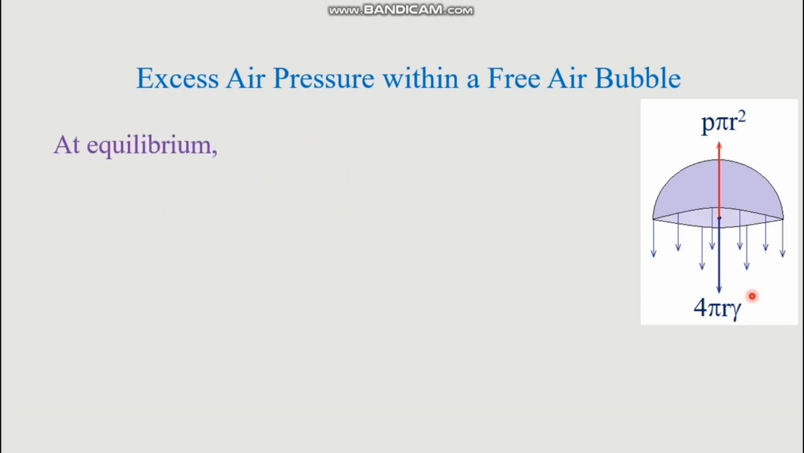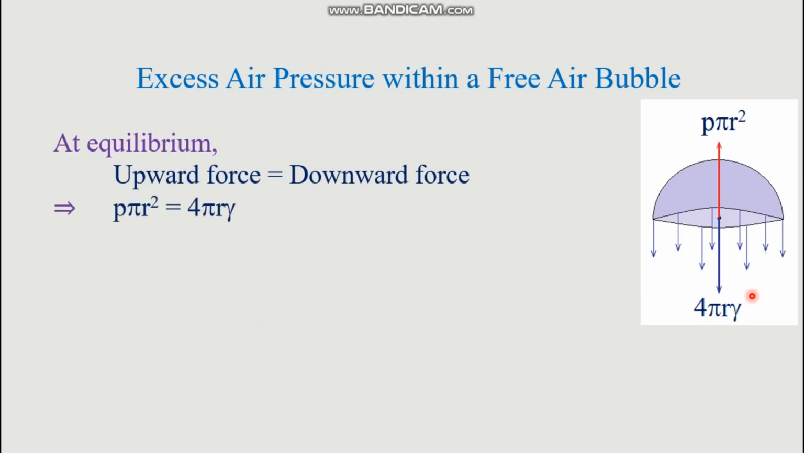And at equilibrium, these two forces are equal, upward force equal to downward force. That means p pi r squared equals 4 pi r gamma. That means p, small letter p, is 4 gamma over r. So this is equation number 6, as a continuation from the previous equations. So this is one relationship where the excess pressure is 4 gamma by r. This is the excess pressure.